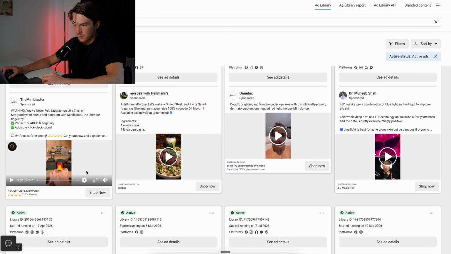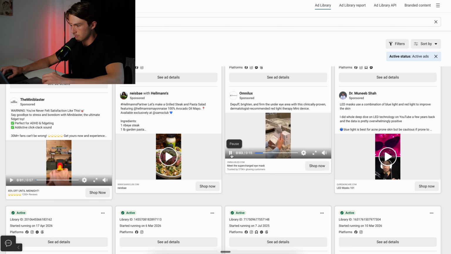Lock and load. All right. Leave those flimsy under eye patches and get real results with the Omnilex Eye Brightener. So this is just product aware, 15 seconds. I would do this exact same concept in an ad set, and I would be testing a very similar hook, but for my own product. It's a different red light product, but you get the gist.